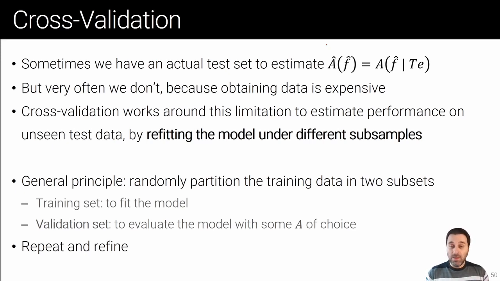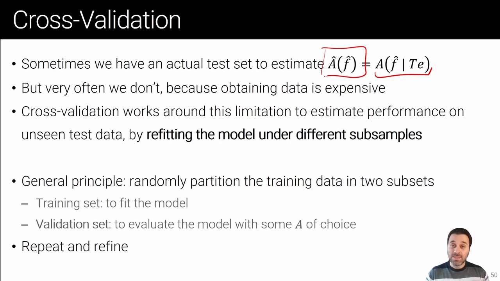And so if we had a test set, what we saw is that the accuracy of the model on that test set is what we can use to estimate the accuracy of the model on new data. The problem is that many times we don't have a designated test dataset because obtaining data is expensive. We only have the training set. So what can we do in this situation?